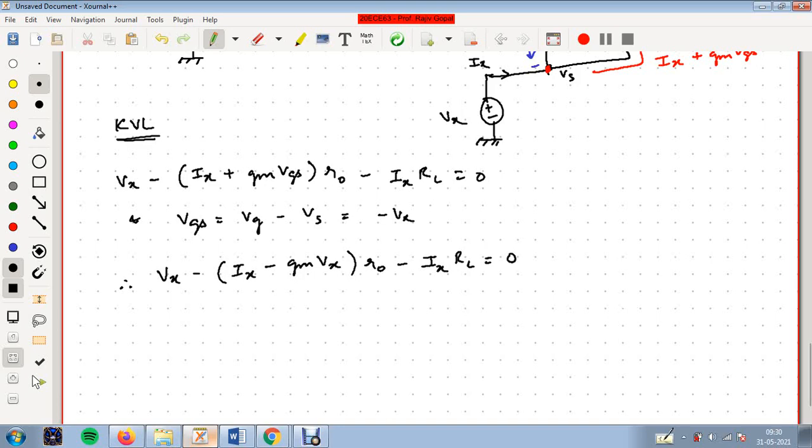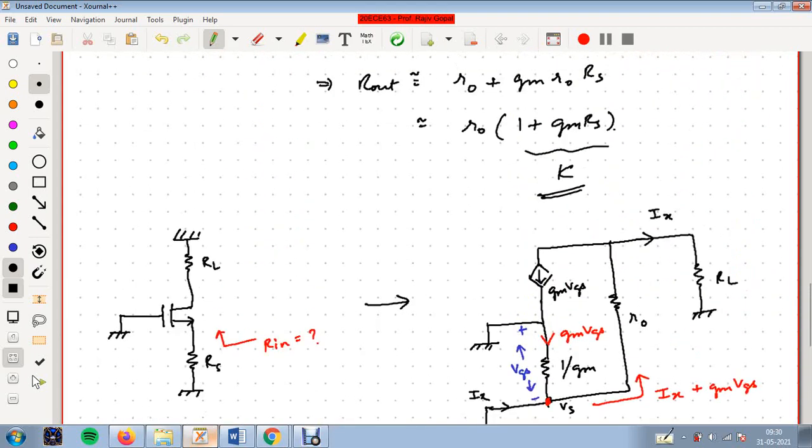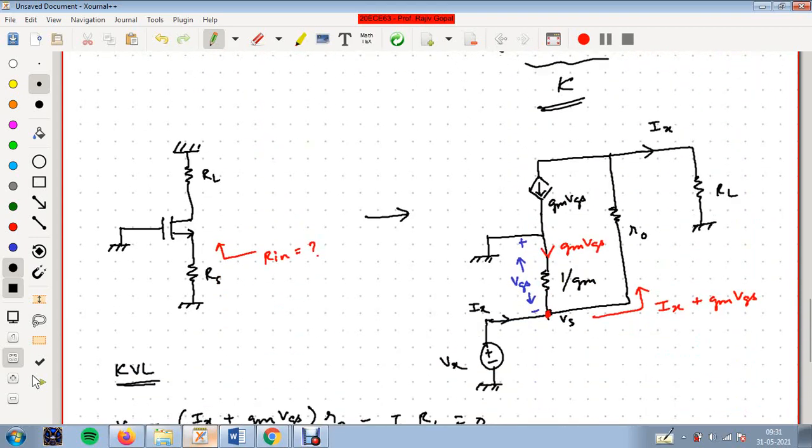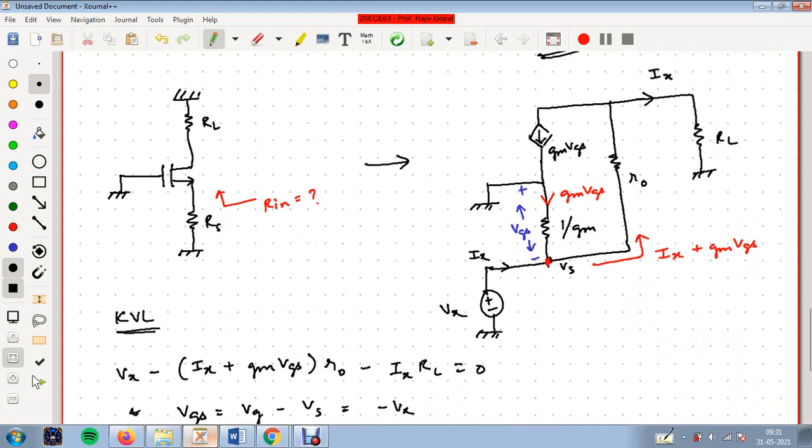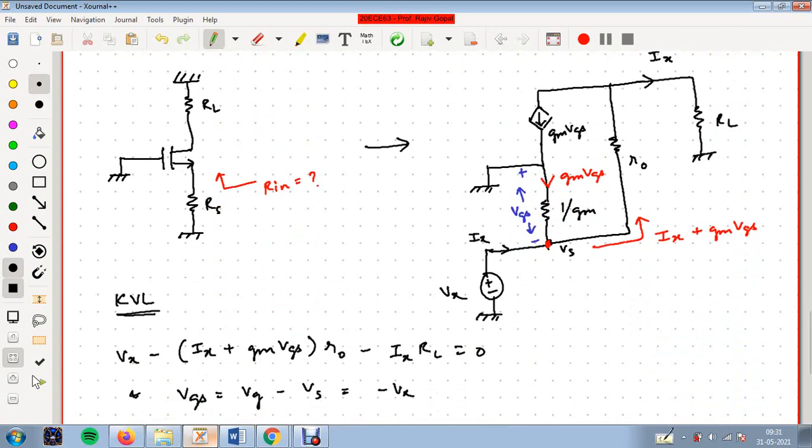Solve for Vx by Ix. So Rin should be Vx by Ix, which is (R0 plus RL) divided by (1 plus Gm R0). This is what Rin is, right? If you remember, we have already done this, but I just wanted to show it and repeat it again so that cascade amplifiers will become easier for you.